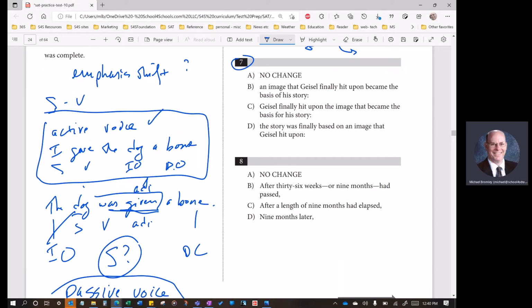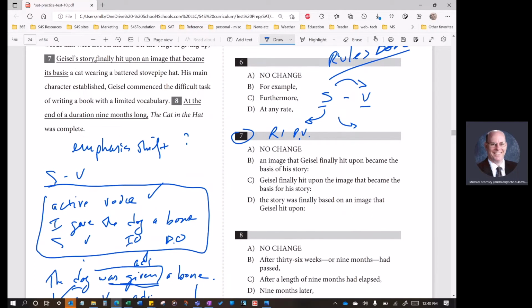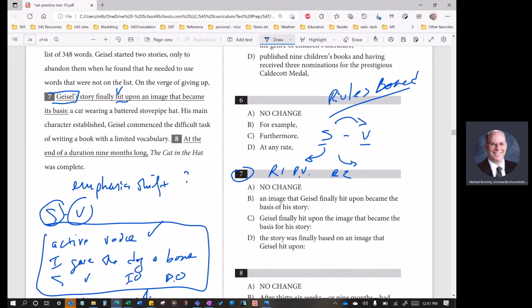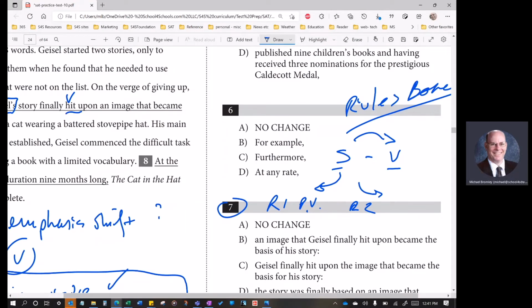So let's just apply that rule right in here. Rule 1 is PV, passive voice. Okay, here we have Geisel's story finally hit upon. All right, that's not necessarily passive voice, but that's actually rule 2, which is making sure we're matching our subject and verb properly. What hit? There's my verb. The story, Geisel's, is acting as an adjective here because the possessive noun is an adjective that possesses another noun. So sorry about that.